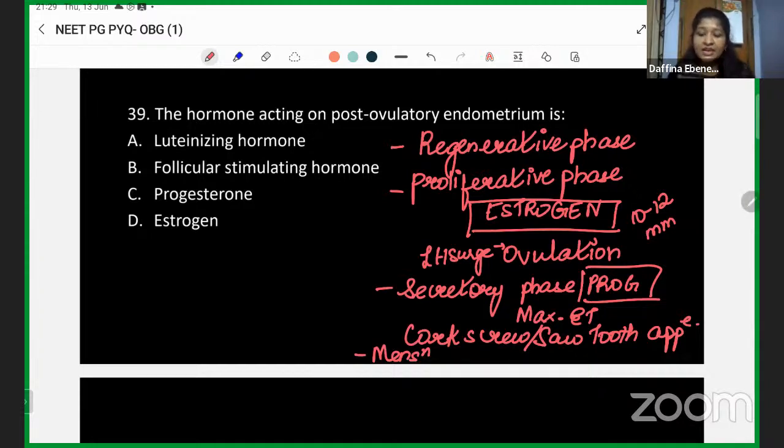They have not asked you directly hormone acting on secretory phase. They've only tried to confuse you a little by asking hormone acting on post-ovulatory endometrium. Immediately after ovulation, the phase that comes is secretory phase. Just the hormone of the secretory phase, it is progesterone.